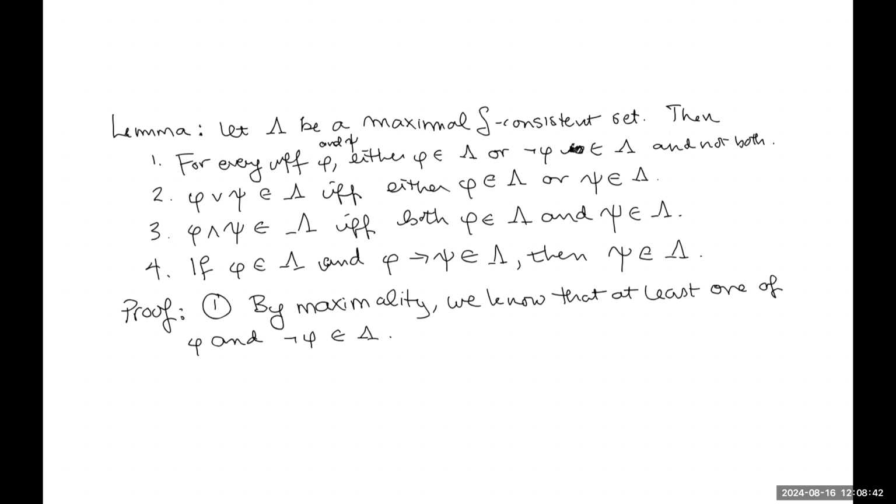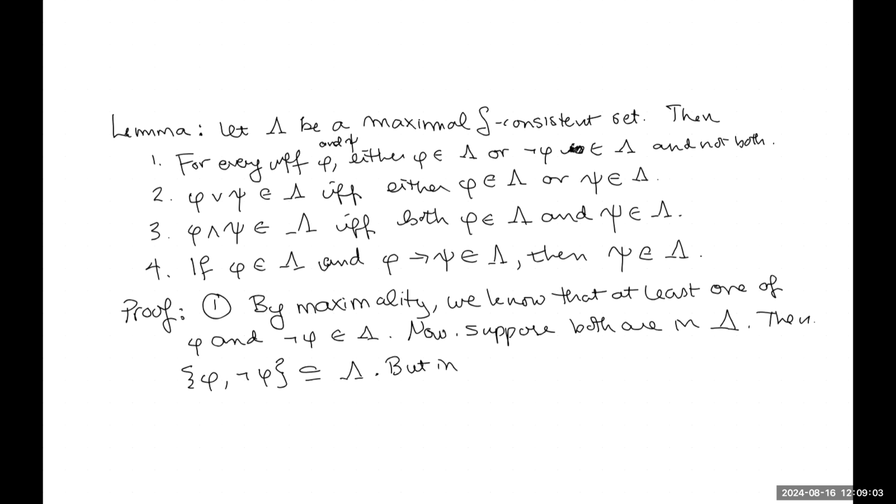Now, suppose both are in lambda. Then this means that the pair of them, phi and not phi, is a subset of lambda, and it's also a finite subset. But in any of the systems that we have looked at, because they are all based on classical propositional logic, we know that in the system S, we can prove not (phi and not phi). This just is a substitution instance of a tautology, so it doesn't rely on any modal principles. So this is the case for any phi.